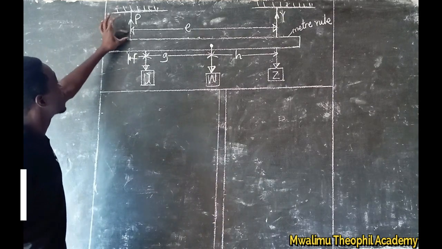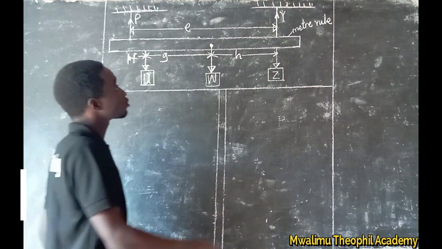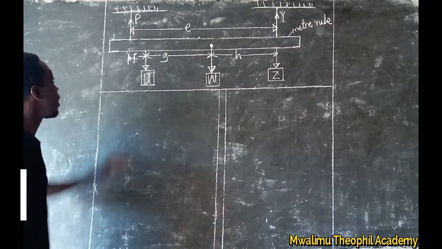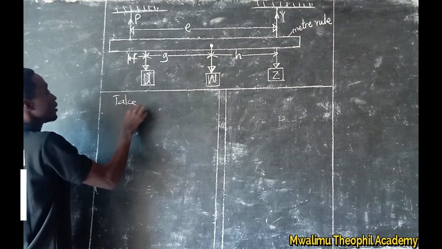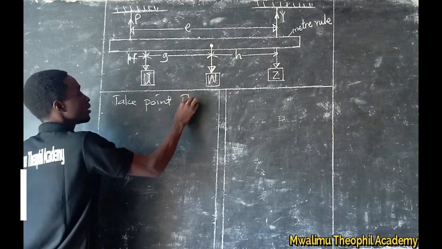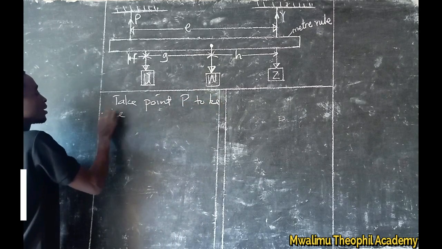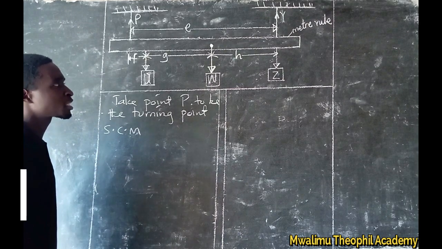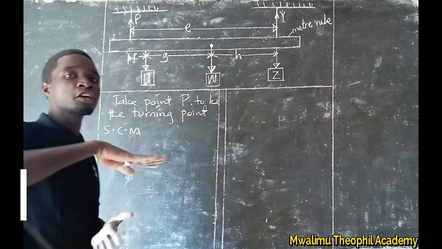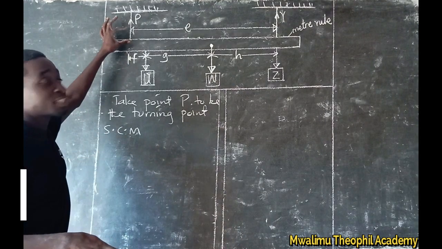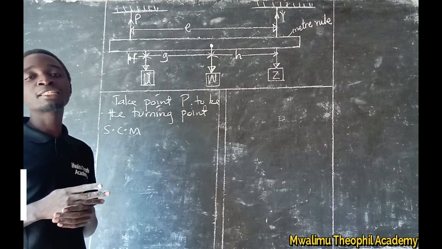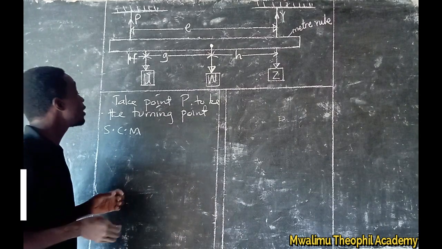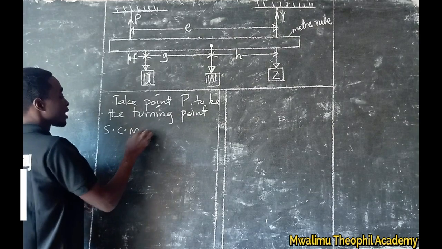Now let us choose point P as the turning point, but the other one can decide to choose point Y as the turning point, and the answers which will be obtained will be the same. Now take point P to be the turning point. Now let us see the sum of clockwise moments. The sum of clockwise moments will be made by those forces which will be moving in clockwise direction towards the turning point. Now, if you remember, the moment is taken as the product of any force times its perpendicular distance. So here we are going to start looking for the sum of clockwise moments.